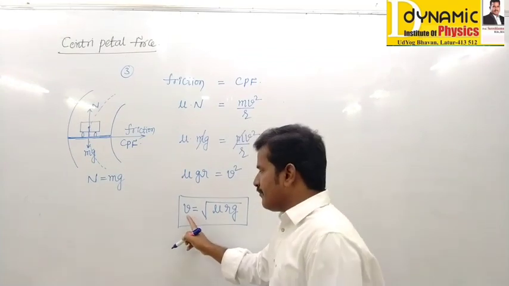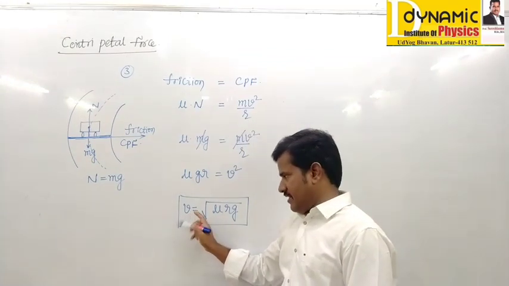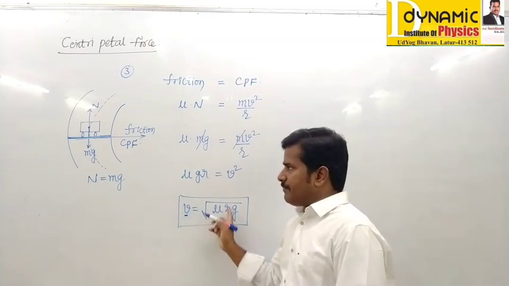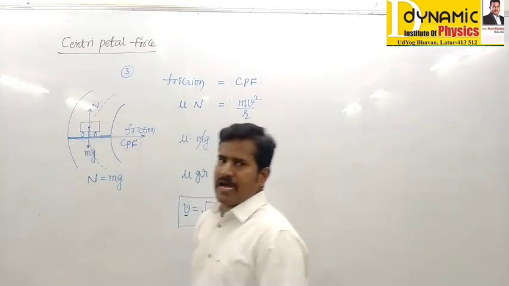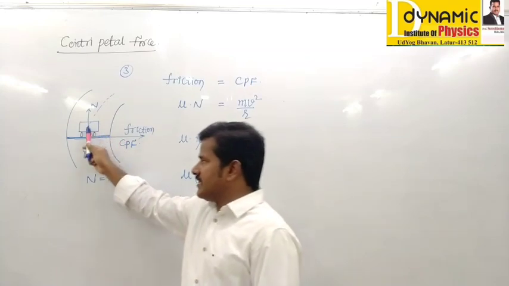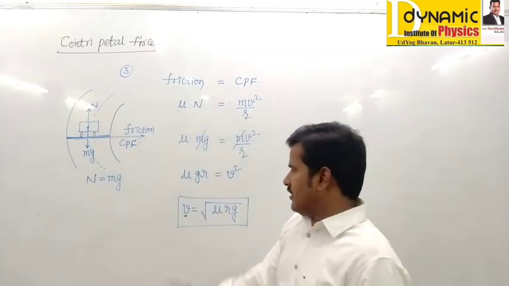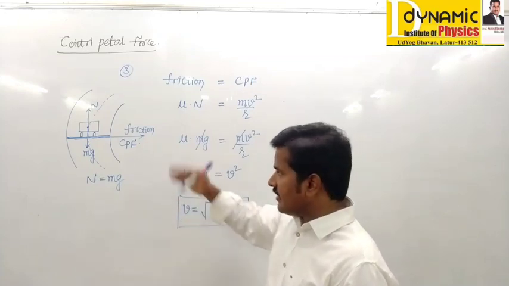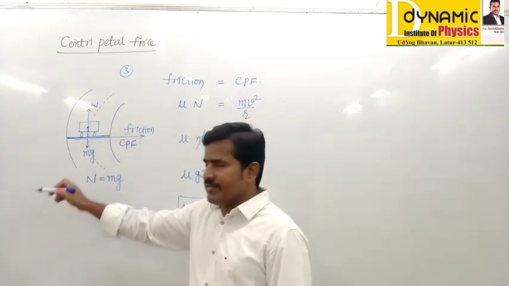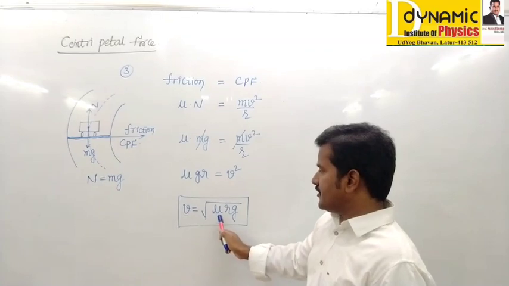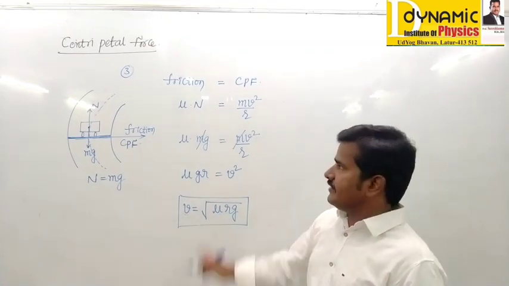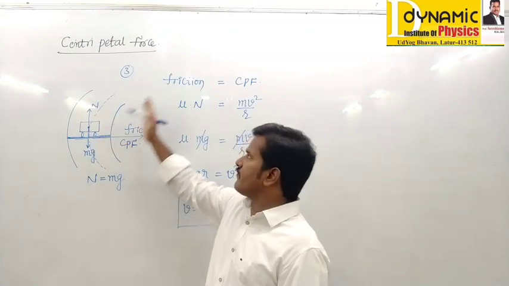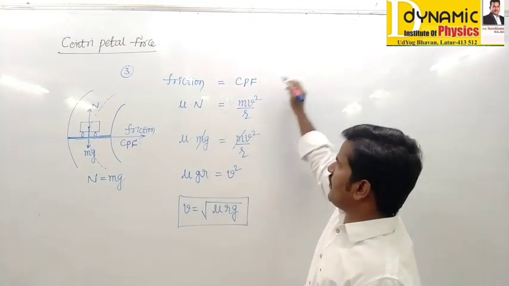Then what is the minimum speed? So this is the maximum speed. If the speed becomes more than this, the body leaves the circular path. The body moves tangential to the circular path. So this is the maximum velocity: v equals under root of mu r g. If the velocity becomes more than this, the body leaves the circular path. This is an example of centripetal force being provided by friction.